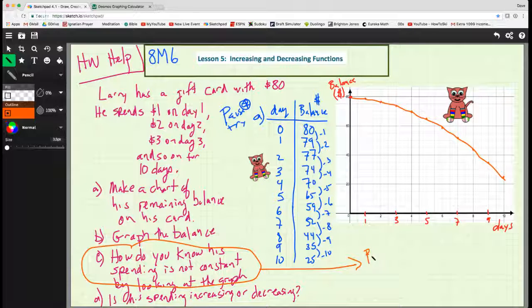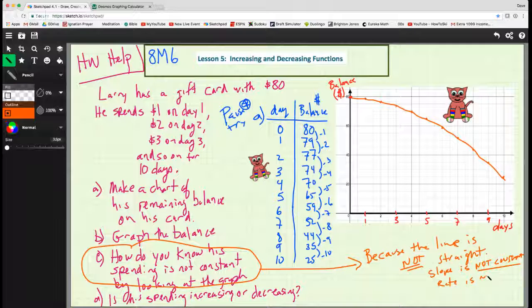And the answer is because the line is not straight. The slope is not constant. So the slope is not constant. So the rate is not constant.